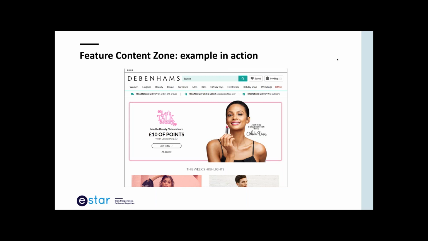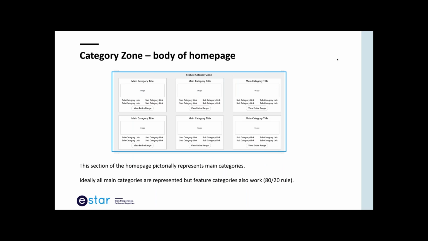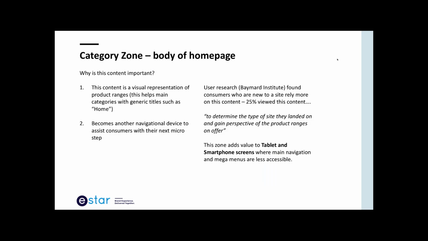All right, let's move on to the category zone. This is situated below that feature banner. This section of the homepage pictorially represents main categories, and ideally all the main categories, all right? Now, why is this content important? Well, this content can be and should be a visual representation of each of your main categories.